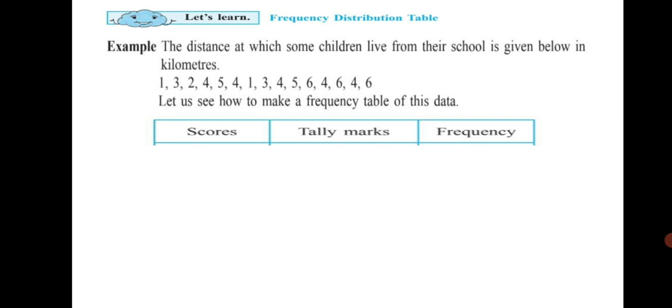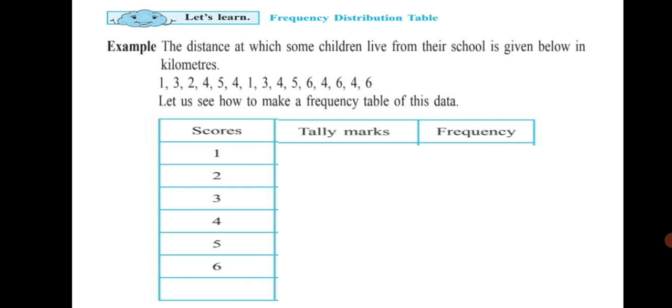In the first column, scores are entered in ascending order. For example, enter 1, 2, 3, 4, 5 and 6 in order, one below the other. The scores are entered in this format because we can see that we are given the distance in kilometers as 1, 2, 3, 4, 5 and 6. So these will be entered in the scores column, numbers 1 to 6.